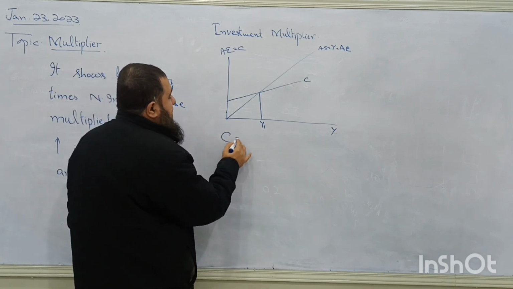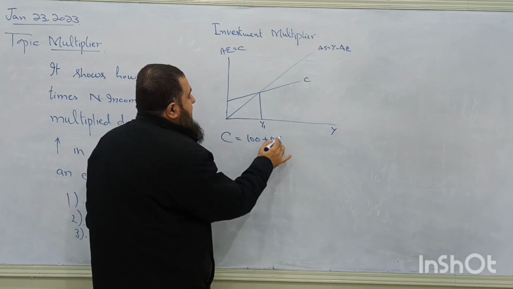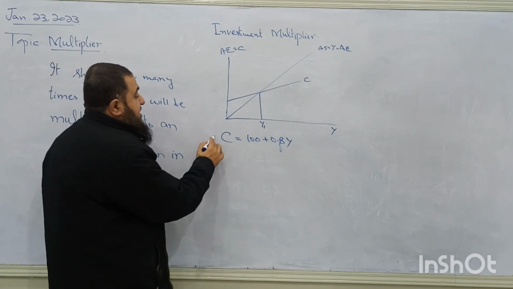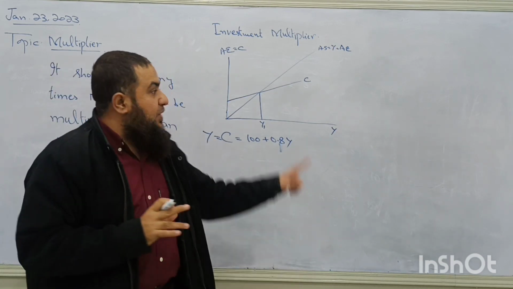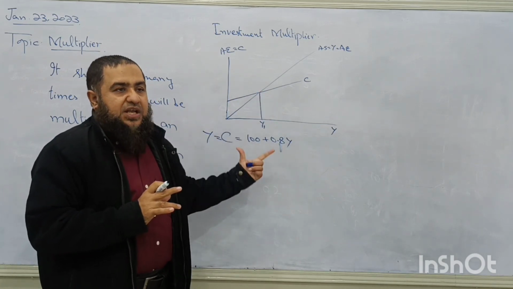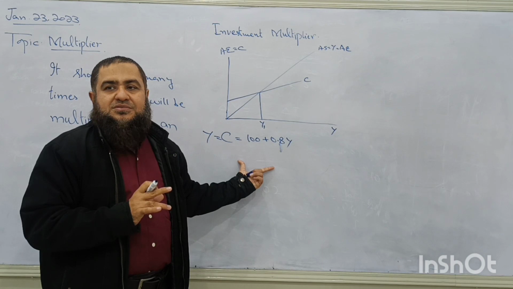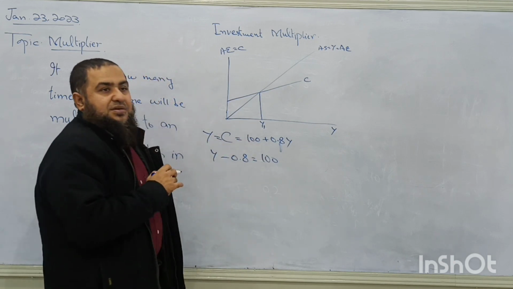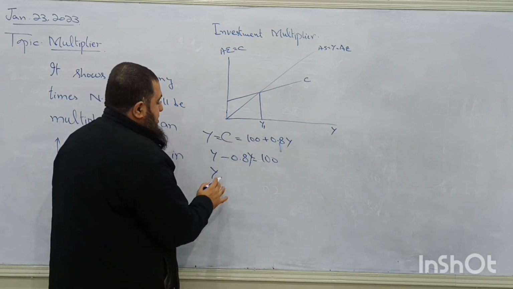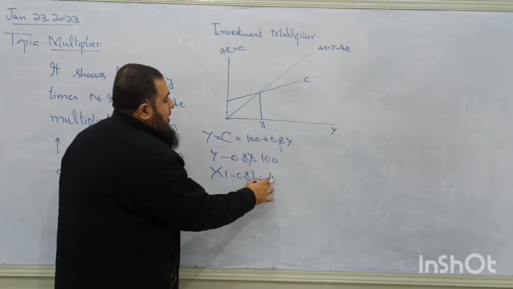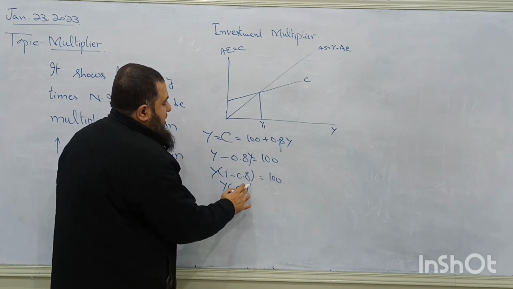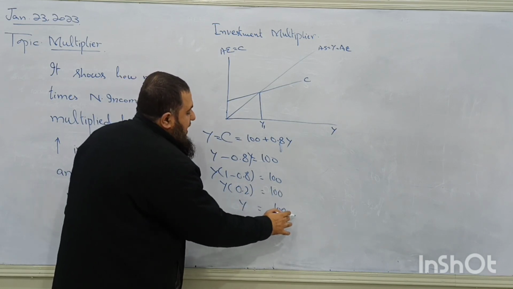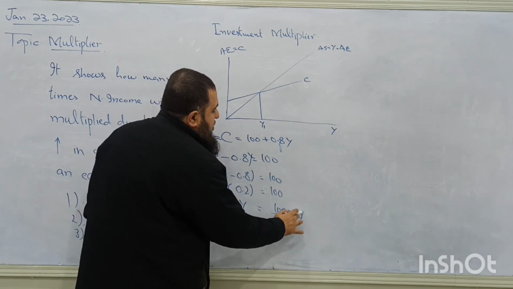If this is the consumption equation, 100 plus 0.8 Y, this is aggregate expenditure. That's equal to Y. Income and expenditure are equal at this point, isn't it? Can you find the value of national income from this equation? Y minus 0.8 Y is equal to 100, so Y is equal to 0.2 Y equals 100. So how much is Y? 100 over 0.2. Answer will be 1000 by 2, which is 500.